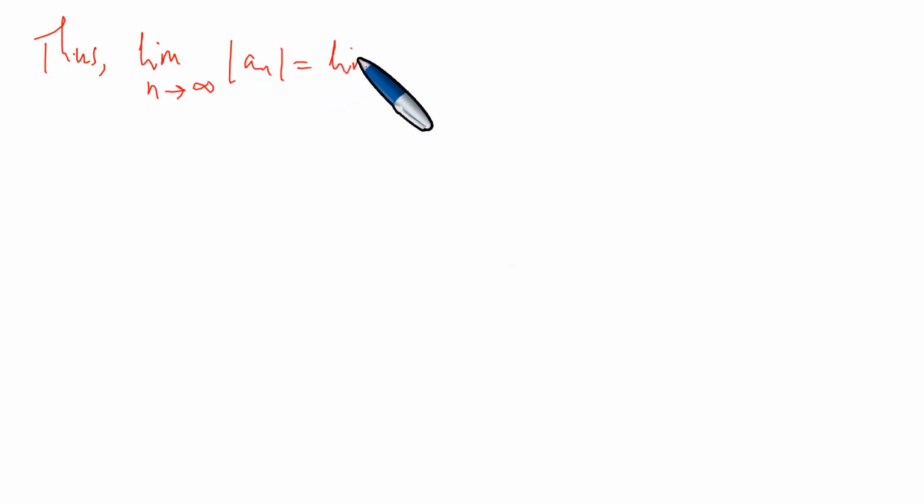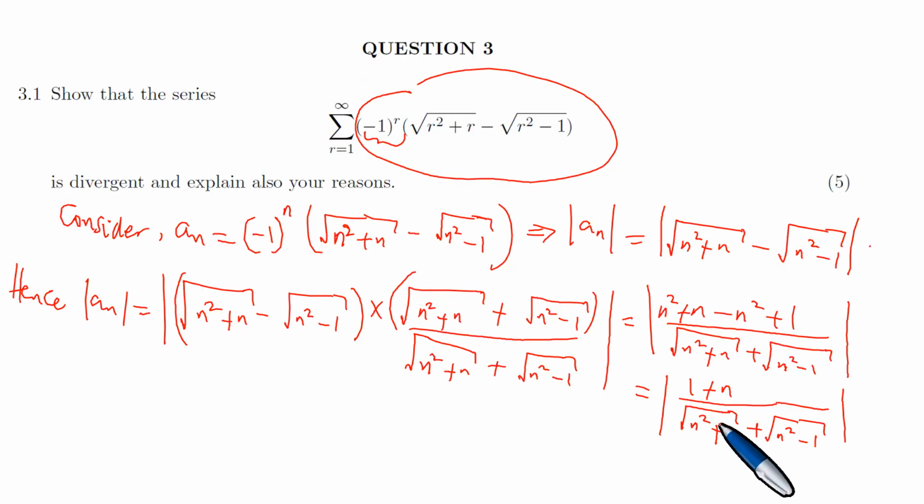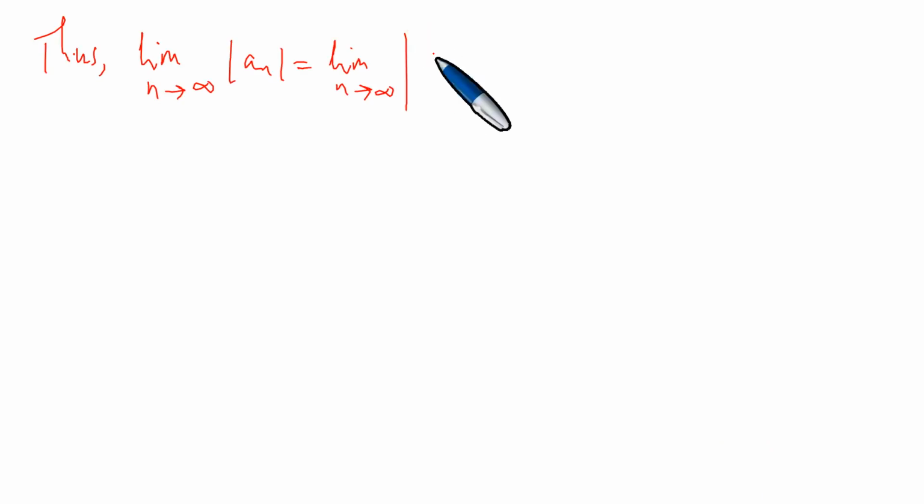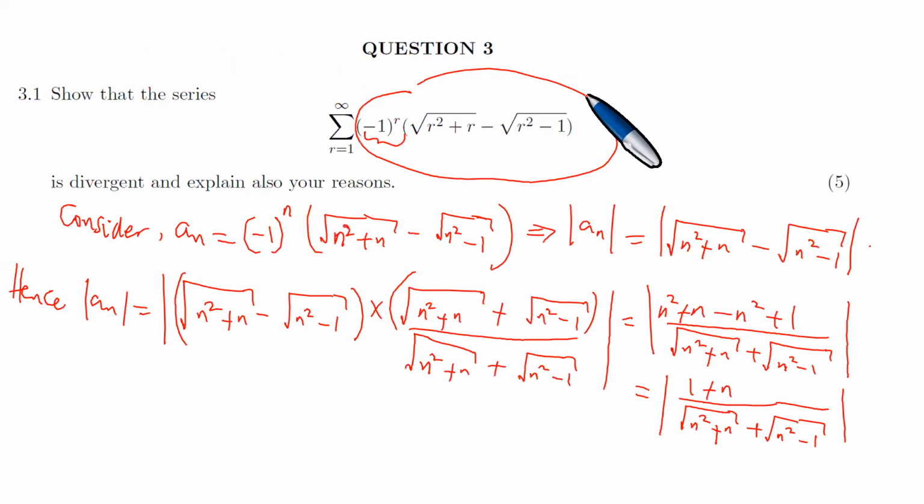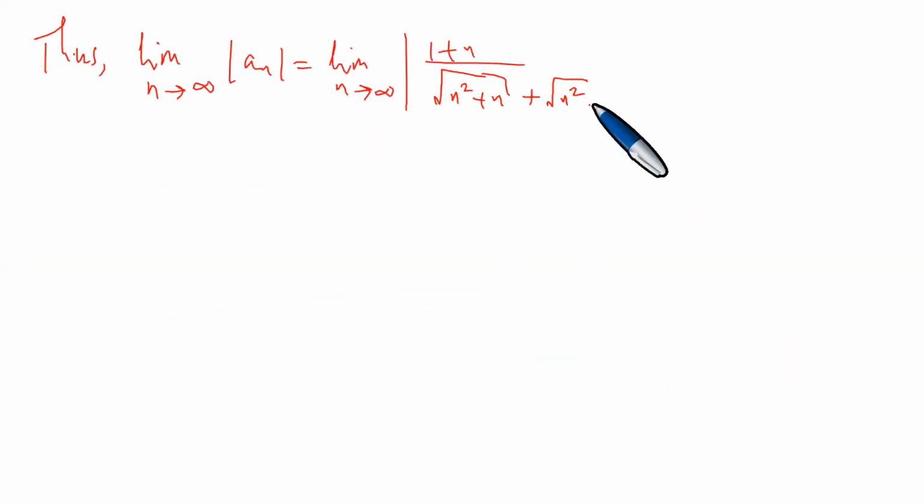Okay, we're going to try the ratio test. Thank you. Right, so hence, or thus, we get the limit as n approaches infinity of a_n, with the limit as n approaches infinity. So you have 1 plus n, which is divided by n squared plus n plus the square root of n squared minus 1, like this.